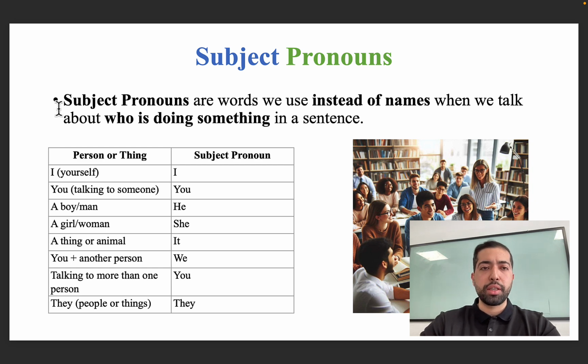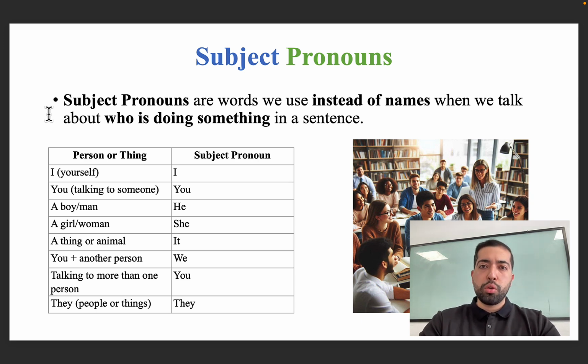So first, let's see what is a subject pronoun or what are subject pronouns. As you can see on the screen, subject pronouns are words we use instead of names when we talk about who is doing something in a sentence. So we have some subject pronouns which you can see on the screen: I, you, he, she, it, we, you, and they. Then we are going to use each of them.